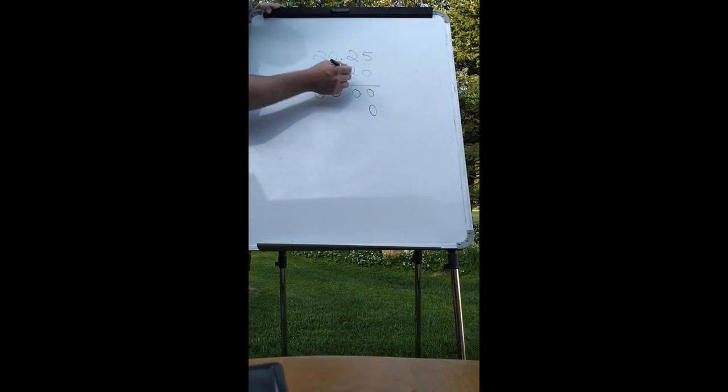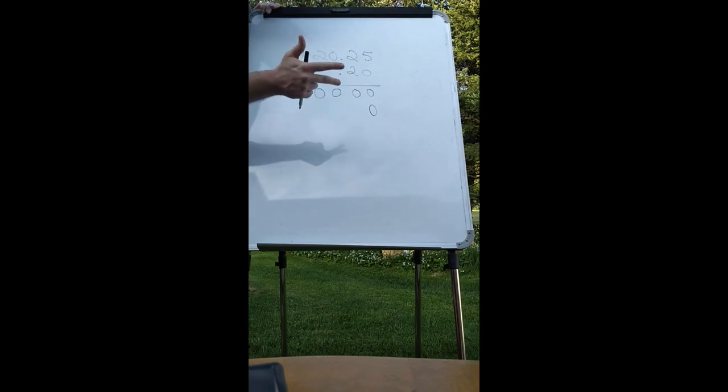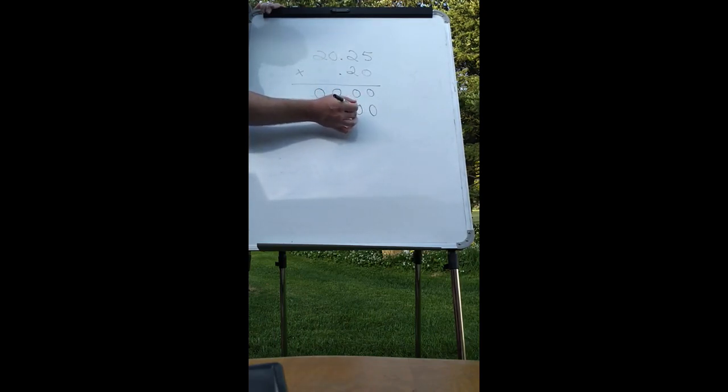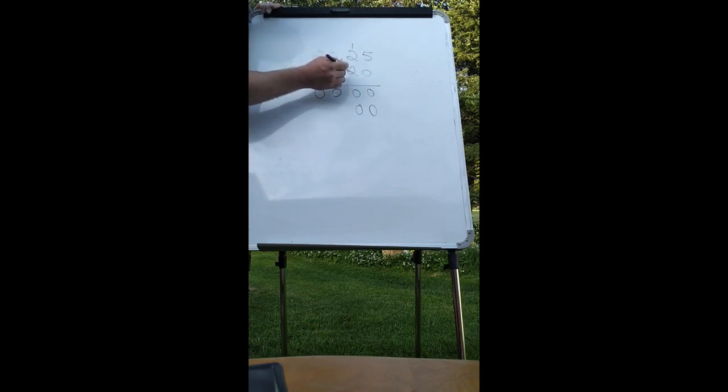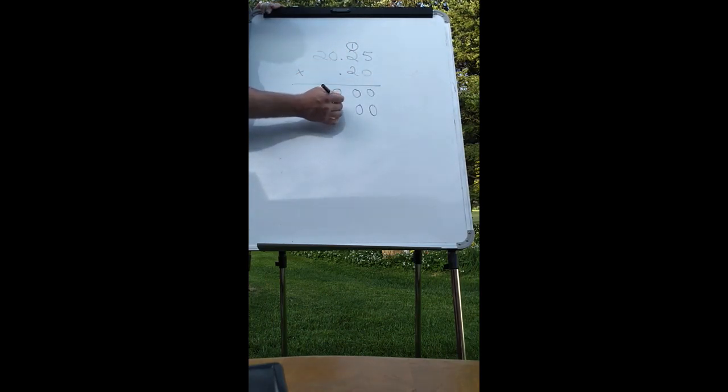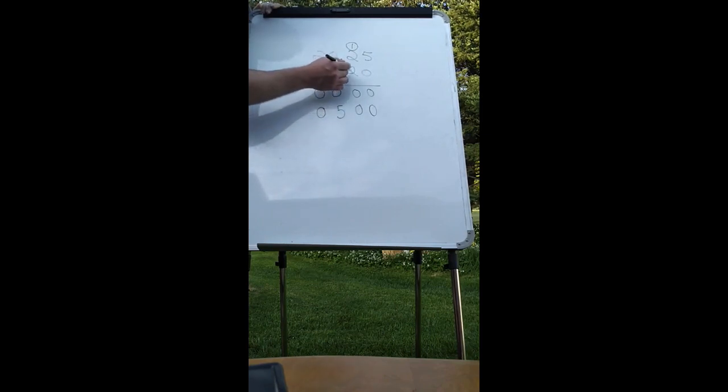And I'm going to start: 2 multiplied by 5 is 10. So it's 2 5 times. 2, 4, 6, 8, 10. So I'm going to put the 0 here and carry the 1. 2 multiplied by 2 is 4, plus 1 is 5. 2 multiplied by 0 is 0, and 2 multiplied by 2 is 4.